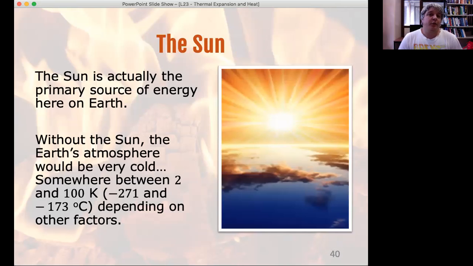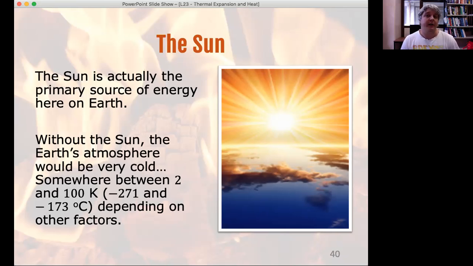As I mentioned, the sun is where we get our energy, and it is actually the primary source of energy here on Earth. Without the sun, the Earth's atmosphere would be very cold, somewhere between 2 and 100 Kelvin. That's a very big range, I agree, but regardless, they're all very cold because it's negative 271 and negative 173 Celsius. It depends on other factors that are very hard for us to predict with any confidence, but it would be somewhere in that very cold region.